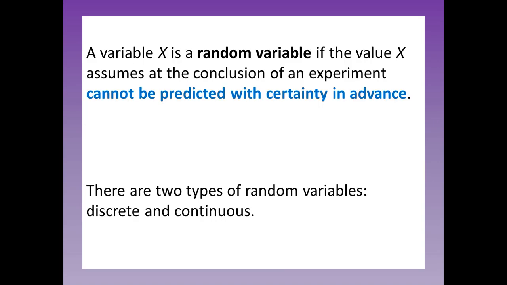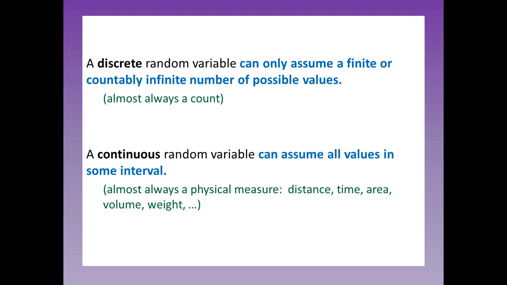A random variable is one that has at least two possible values, and in advance, you don't know which value you're going to end up with. There are generally two types of random variables, discrete and continuous, and those two types are differentiated by how many possible values there are. A discrete random variable, which usually is a count, can only assume a finite number of possible values or a countably infinite number of possible values.